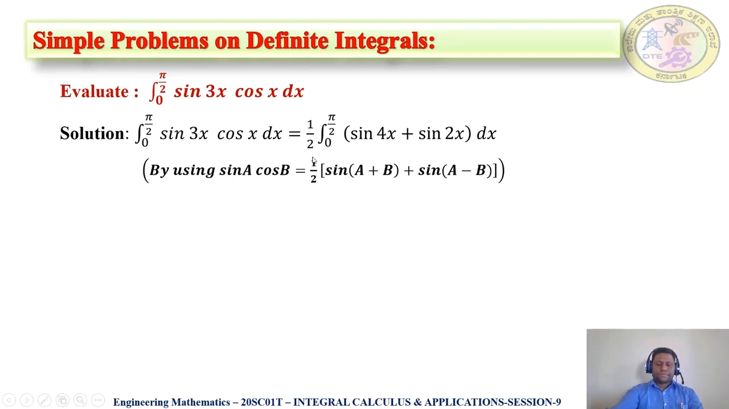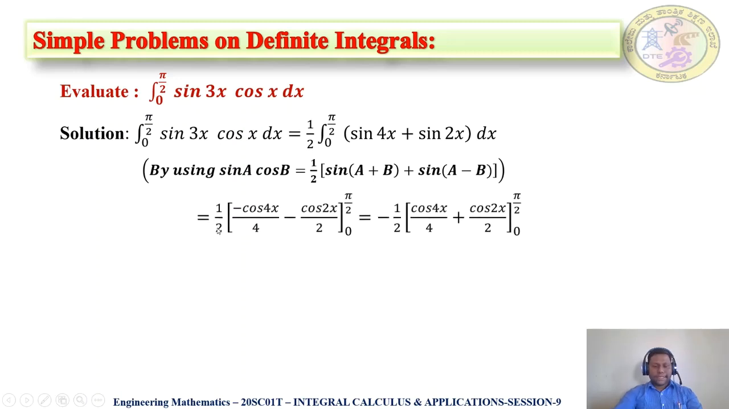So the integral from 0 to pi by 2 of sin 3x cos x dx can be written as 1 by 2 times the integral from 0 to pi by 2 of sin 4x plus sin 2x dx, by using the formula sin A cos B equal to 1 by 2 sin of A plus B plus sin of A minus B. Here A is 3x, B is x. So 3x plus x is 4x, 3x minus x is 2x. If we simplify this, 1 by 2 we will keep as it is.